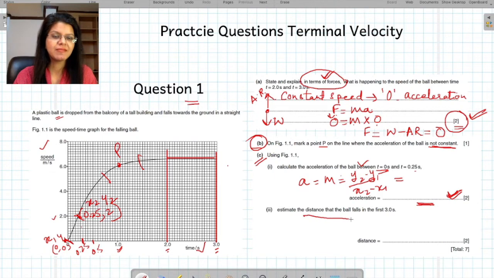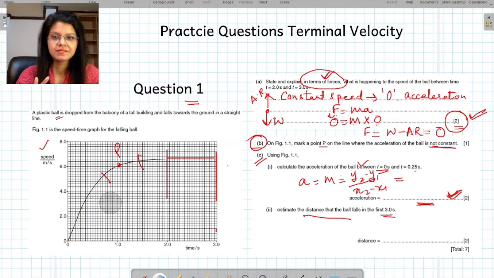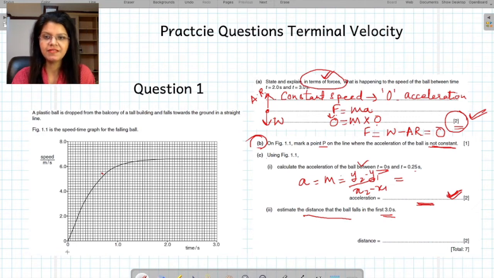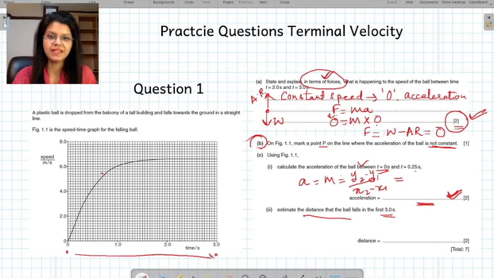Estimate the distance that the ball falls in the first 3 seconds. So how much is the distance the ball falls in the first 3 seconds? Let's see which 3 seconds it is talking about. I'm going to erase everything. First 3 seconds. What is the time they are talking about? All the way from here till here. So they are talking about everything, all the range of the graph that you see here.